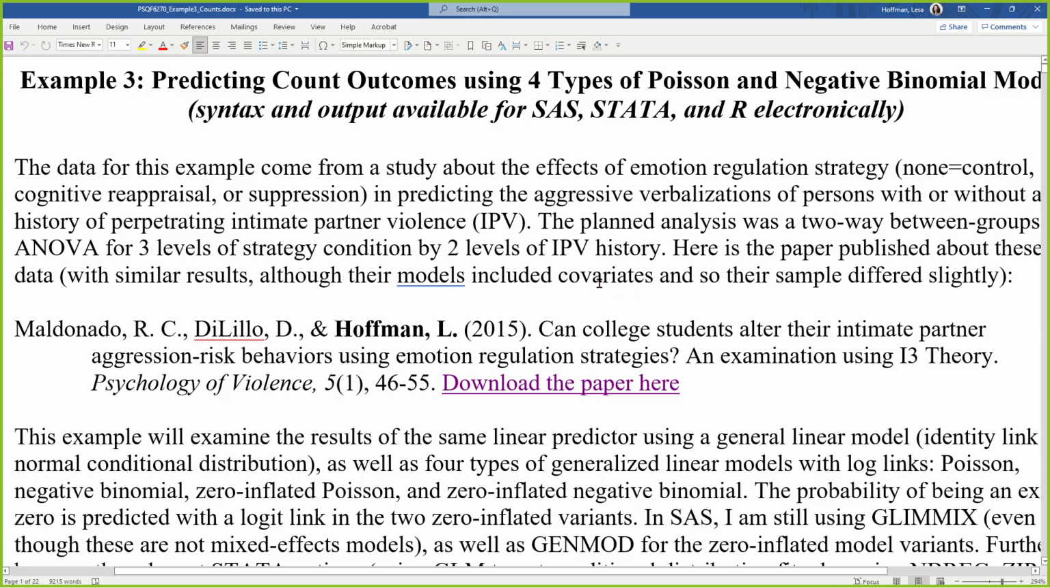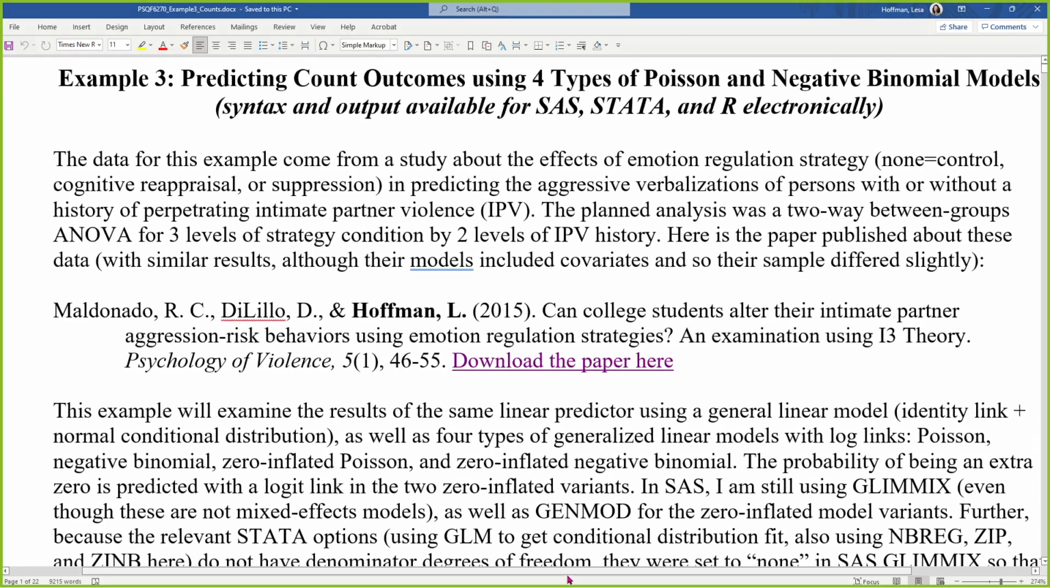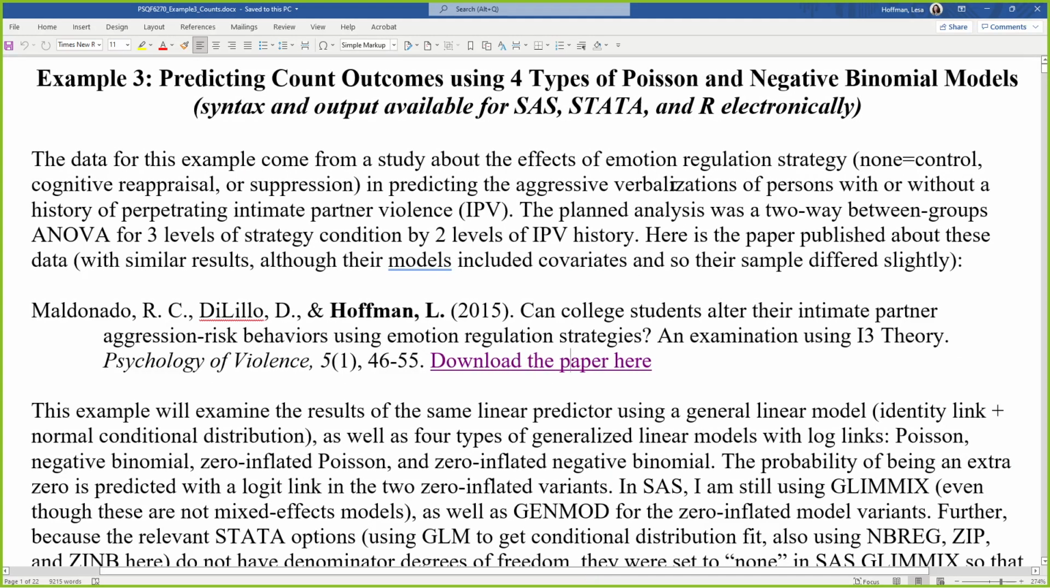Okay, if not, this is example 3. We started talking about this last time. The data for this example are not available online because they are real data and they're not mine. So I have full syntax and output for each of the 3 programs, but not the original data. These data were collected by Rosie Maldonado and her lab. David DeLilla was their lab director when she was a student in Nebraska. And I got pulled into this project to help advise on what a good transformation would be to improve normality.